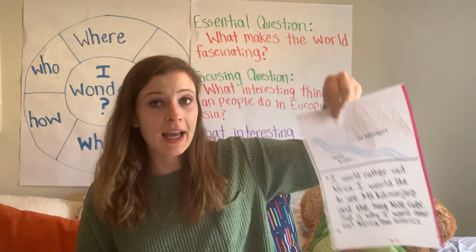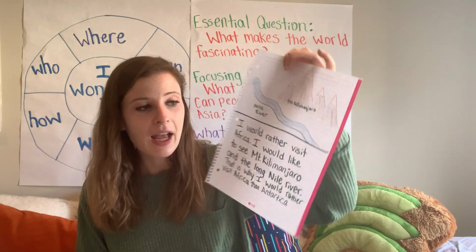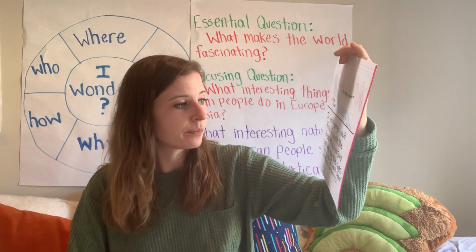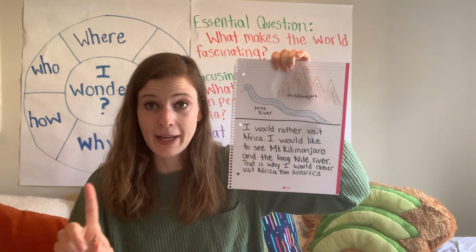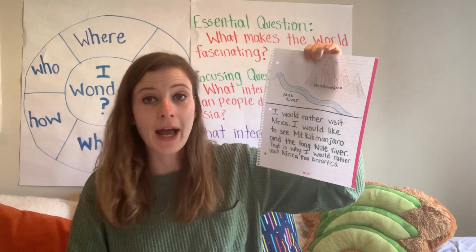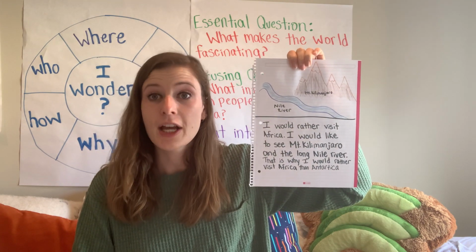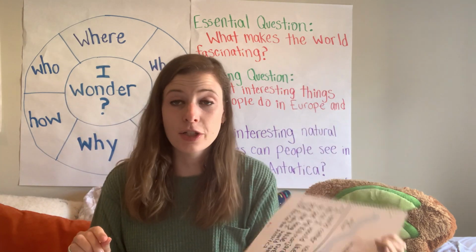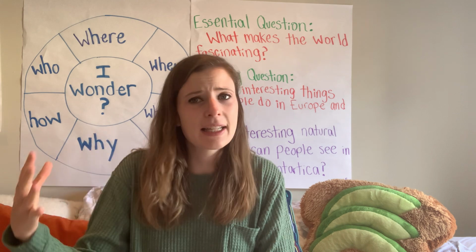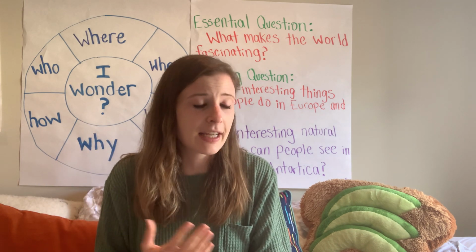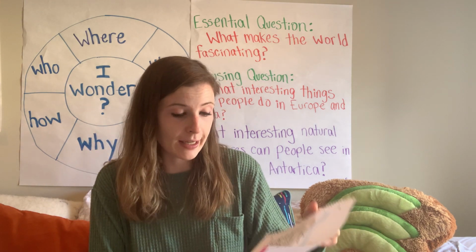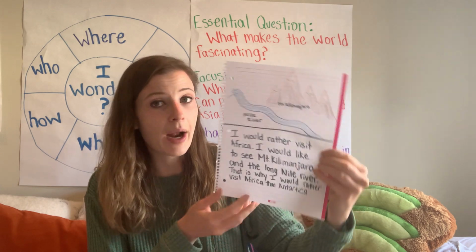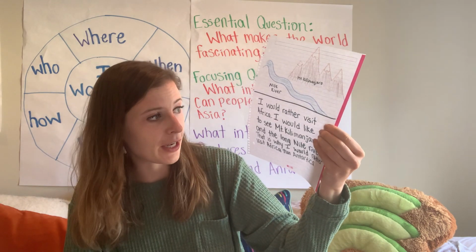So mine, what I wrote, three sentences. First, I stated my opinion. I said, I would rather visit Africa. So remember, I need to restate the question prompt. I can't just write Africa, because that's not a full sentence and that doesn't explain to my reader what I'm talking about. So I wrote, I would rather visit Africa.